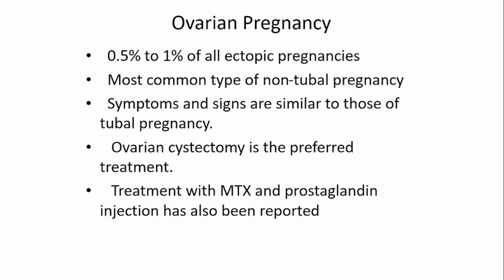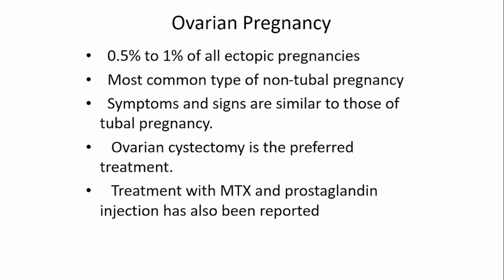Ovarian pregnancy, again, is considered about 0.5 to 1% of all ectopics, and is perhaps the most common type of non-tubal pregnancy. The symptoms and signs are similar to those of tubal pregnancy, ruptured tubal pregnancy, and sometimes ruptured corpus luteum. So most of the time when you make this diagnosis is on the laparotomy or laparoscopy, because you now find that there is indeed no tubal ectopic pregnancy.